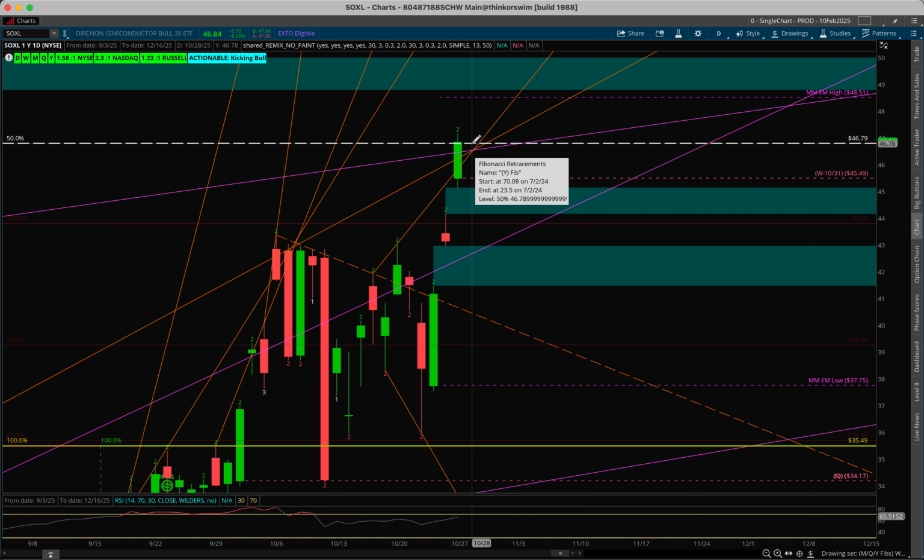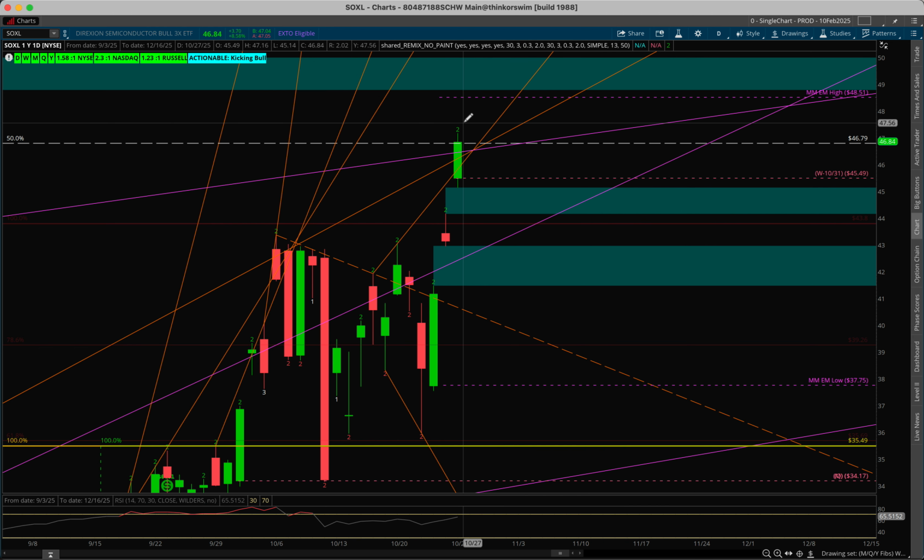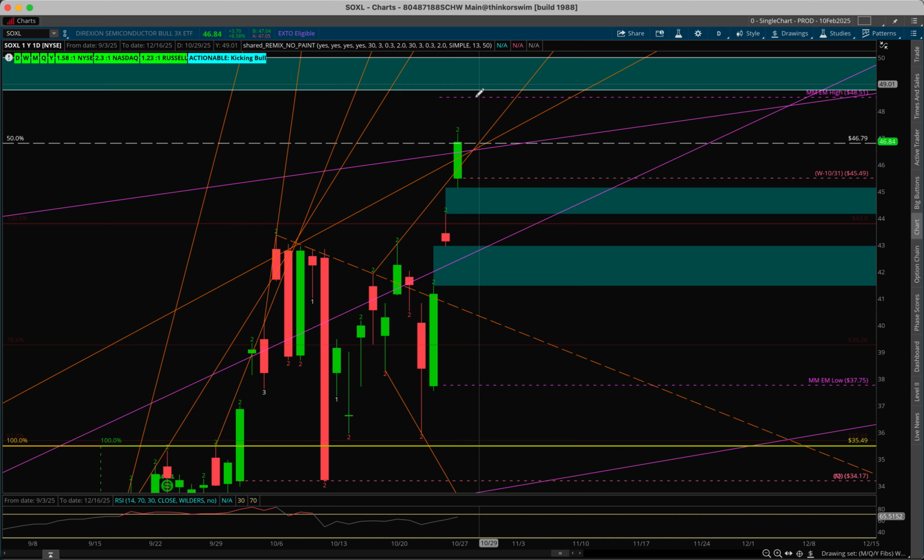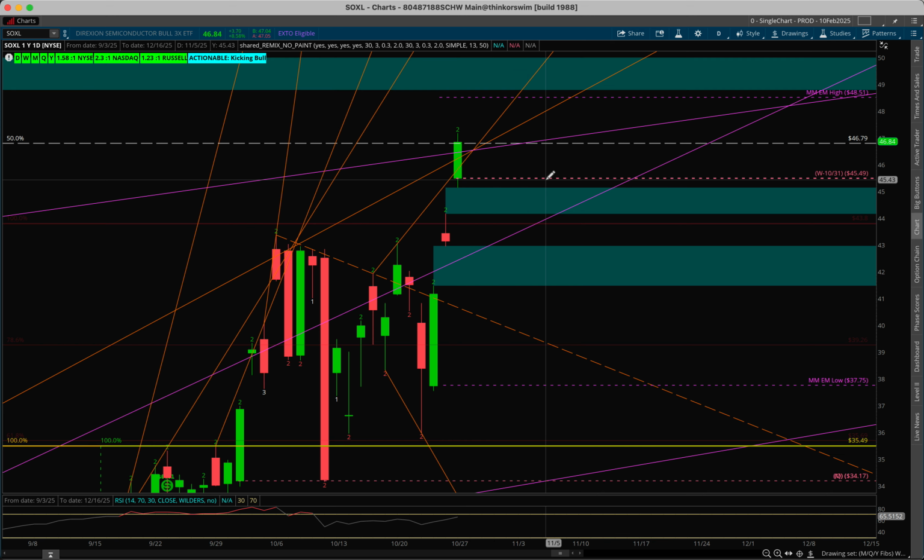Now, we're running into all these levels of resistance. So what if we get another gap up tomorrow to gap us up over those levels, and we get into the market maker's expected move high and possibly even the gap up here? That's a very good possibility, but it also is a very good possibility that these levels of resistance will hold and we get some type of either sideways action or the pullback.